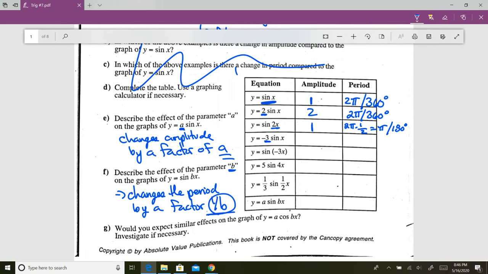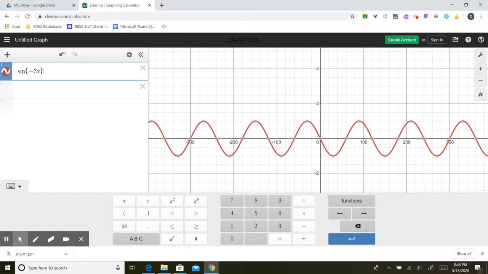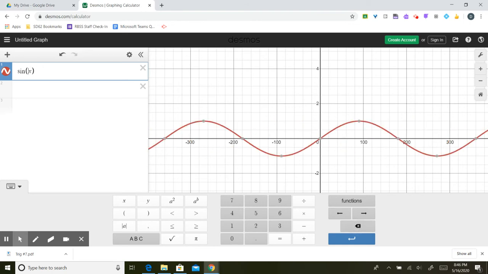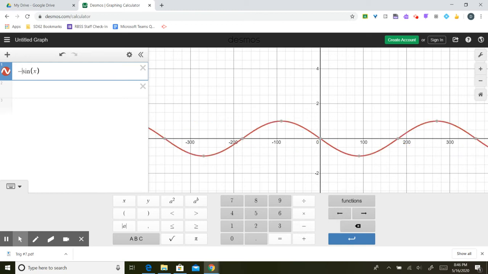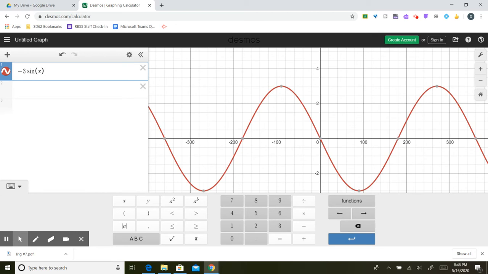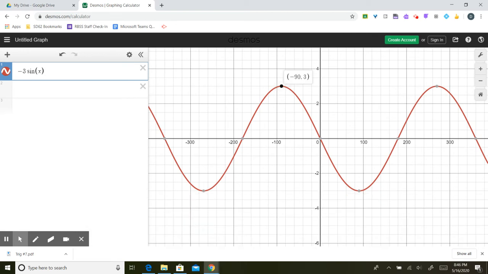A value of negative 3. The negative doesn't change the amplitude, because if you look at it, if I put a negative 3 in there, it still oscillates between 3 and negative 3, okay? So the amplitude stays the same.